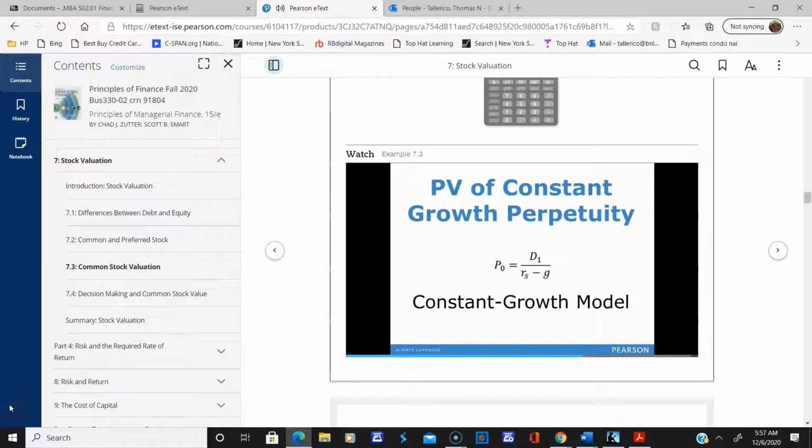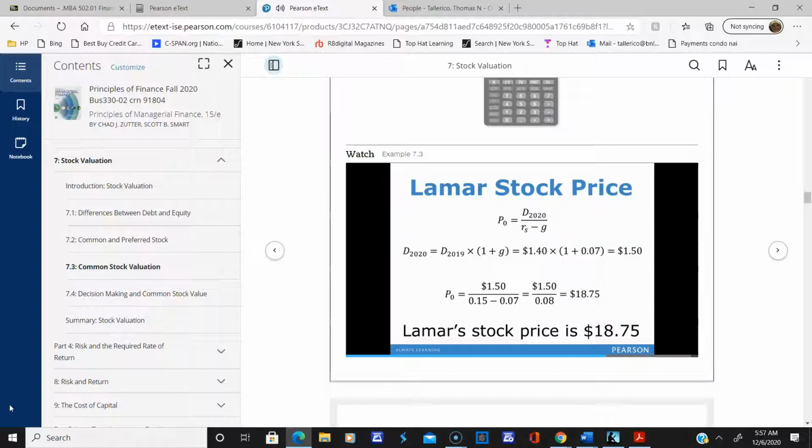Once we have an estimate for the growth rate in dividends, we use the formula for a constant growth perpetuity to determine the value of Lamar's stock. If the dividend in 2019 was $1.40, and we expect dividends to grow by 7% per year, then the 2020 dividend will be about $1.50. The formula for the present value of a growing perpetuity says that the value of the dividend stream equals next year's dividend, in this case $1.50, divided by the difference between the required rate of return on the stock and the growth rate of dividends. So if the required rate of return is 15%, divide $1.50 by 15% minus 7% to find that the value of Lamar's common stock is $18.75 per share.